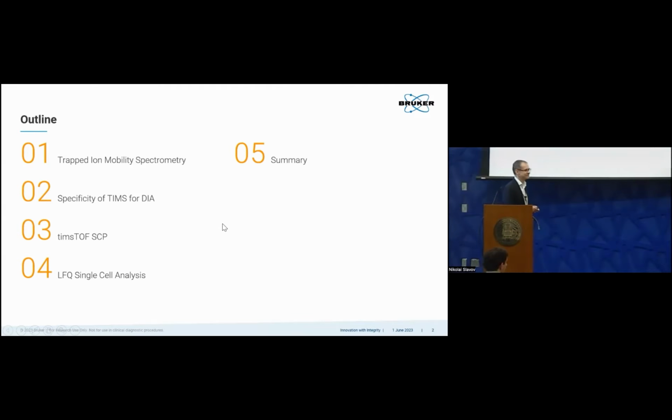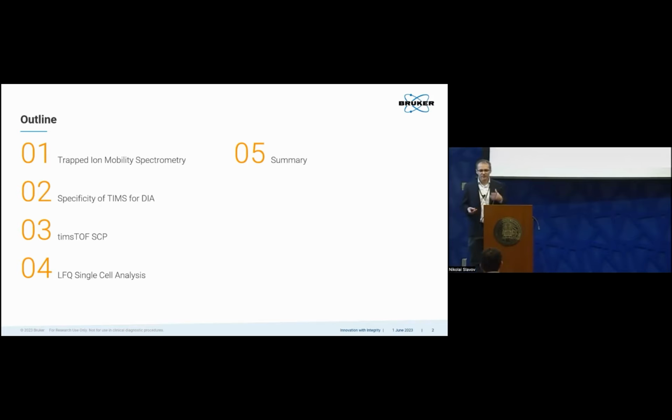Okay, so just a quick overview of the plan for the talk. I'm going to talk a little bit about what exactly is trapped ion mobility spectrometry, which probably a lot of the audience are already somewhat familiar with, but we'll go over it again to talk about some of the specifics and how that works. Then we're going to talk about how the specificity of DIA when we're doing TIMS can really benefit the proteomics workflows, and again with a focus on single cell proteomics.